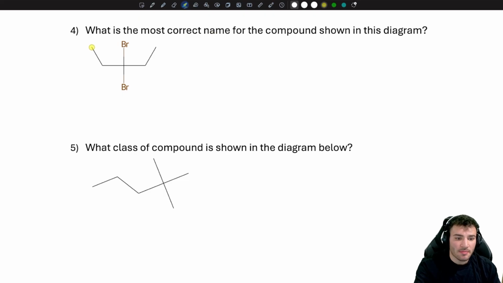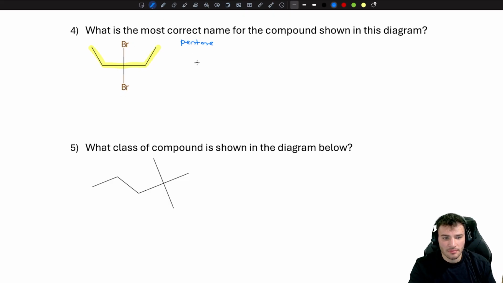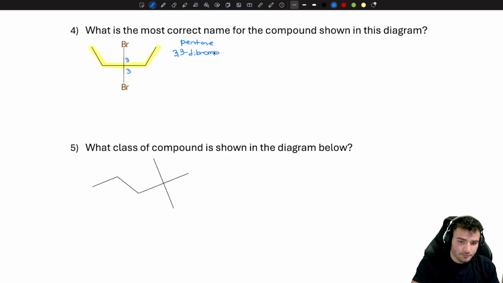The next problem, again, another IUPAC name. Let's find the parent chain. So this is the only parent chain available. This is 3, 4, 5. So we have pentane as our parent chain. And realize that these two substituents are right in the middle, so no matter where you number from, it's going to give the same number. Both of these substituents are in the number 3 position, meaning that we have 3,3-dibromo. And so if we put it all together, it's 3,3-dibromopentane.